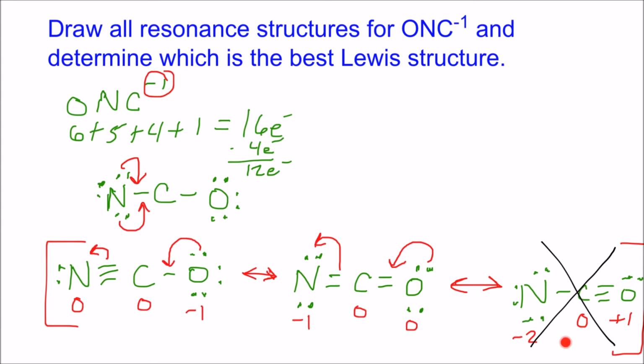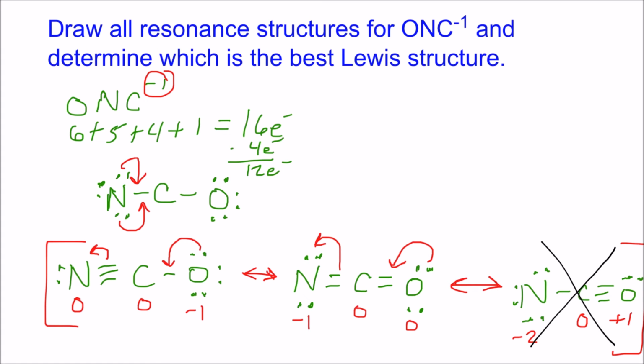It is a correct structure. It's just not the best structure. Okay, so now it comes down to the last 2. The very last thing to determine what's the best Lewis structure is that if you have to have formal charge at all, the negative charge should be on the more electronegative element. So here we have a -1 charge on oxygen, and here we have a -1 charge on nitrogen.